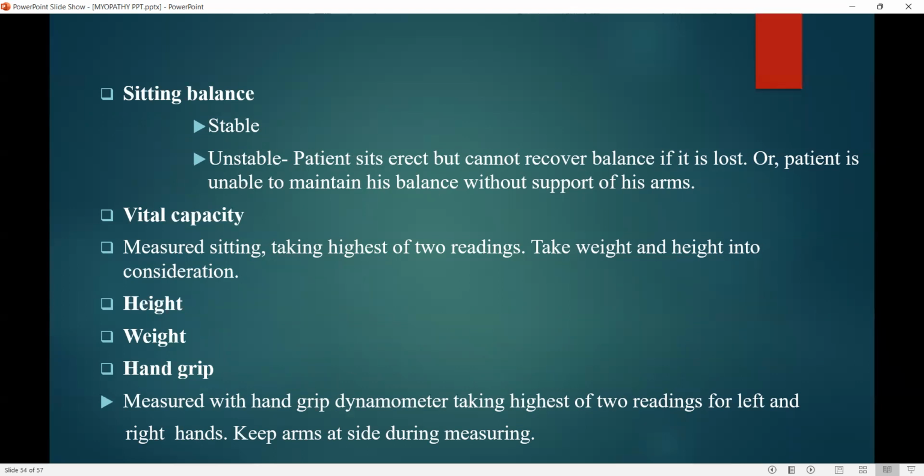Vital capacity is measured sitting, taking the highest reading, with height into consideration: height, weight, hand grip. Measure hand grip diameter, taking the highest reading for the left and right hand, keeping the arms seated during the measuring.